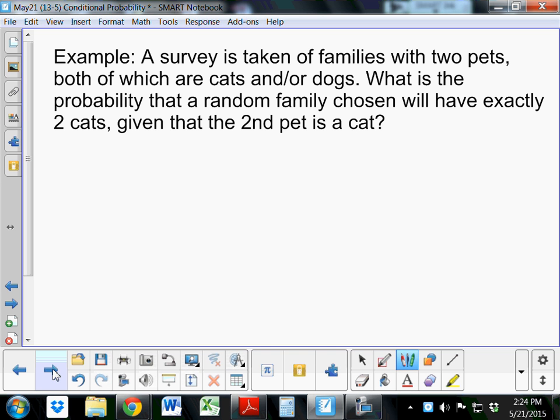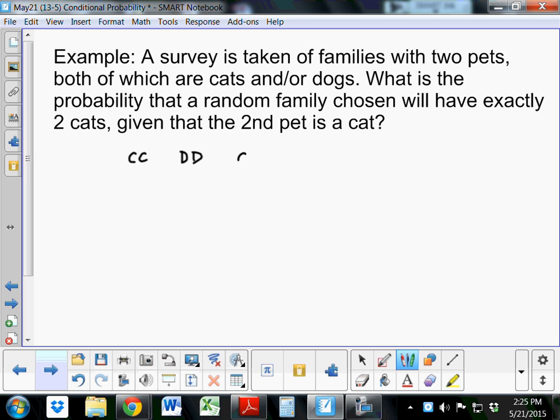What is the probability that if I look at all these families, I choose a random family who have exactly 2 cats, given that the second pet is a cat? So I go out and I ask these families, what does it look like in terms of our sample space? How many different options are there for families having these pets? Cat, dog. So how many are there? 4. Good. Can you read them again, Alyssa? Cat and cat. Okay. Dog and dog.